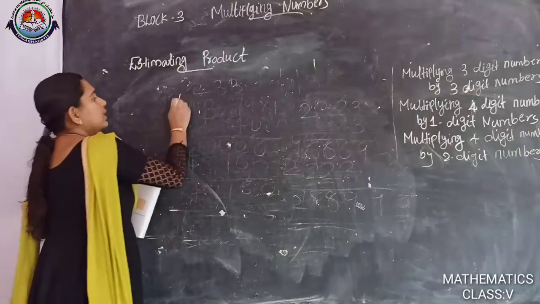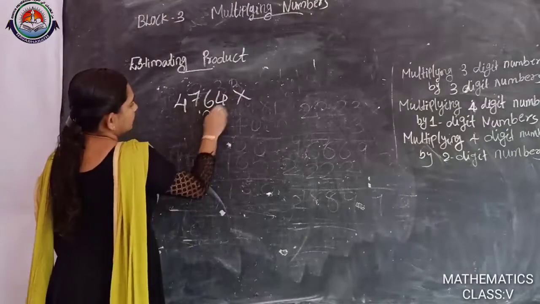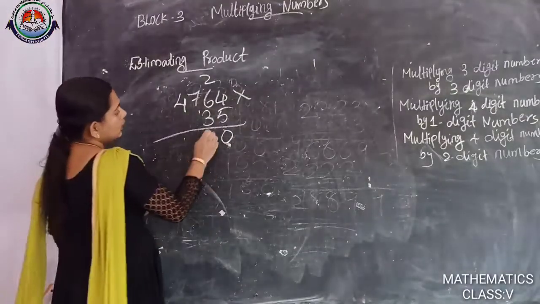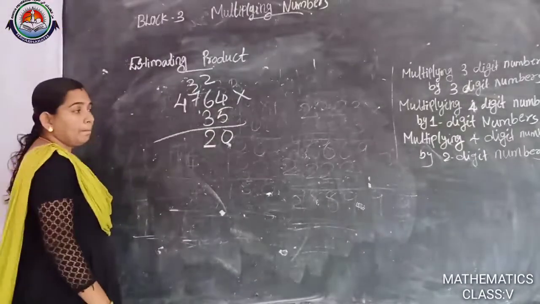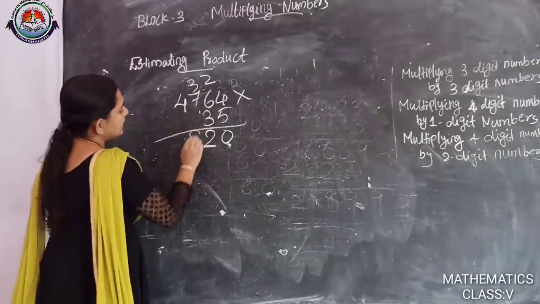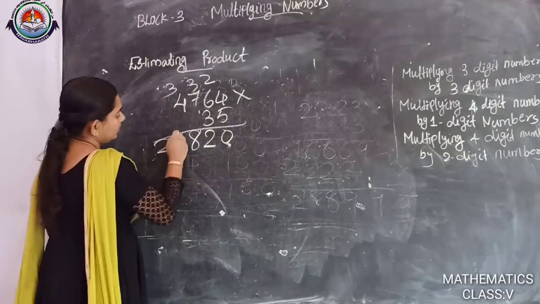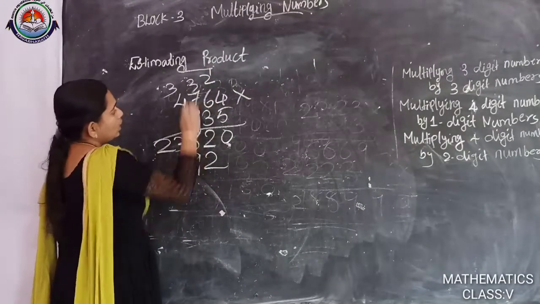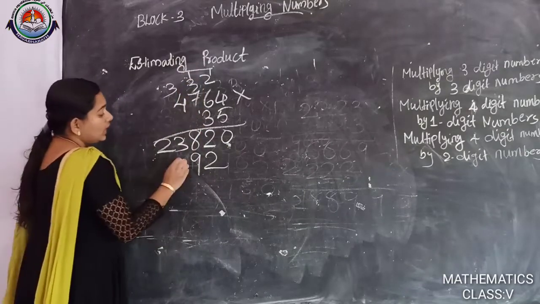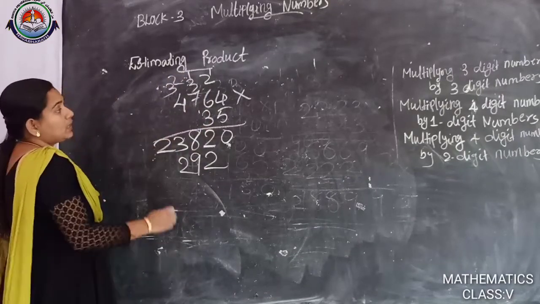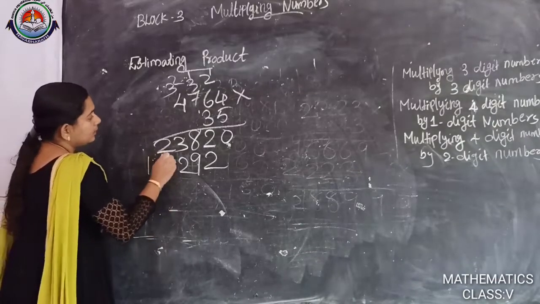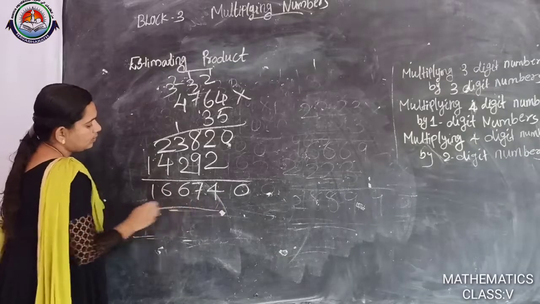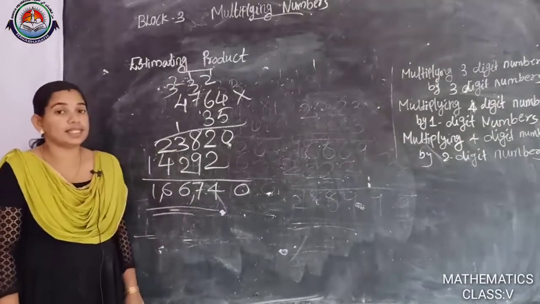The next, 4,764 into 35. 5 into 4, 20, 2, 30, 30 plus 2, 32, 35. 35 plus 3, 38, 20, 23. 12, 18, 18 plus 1, 19. 7 into 3, 21, 21 plus 1, 20, 2, 2. 3 into 4, 12, 12 plus 2, 14. 0, 4, 7, 6, 6, 1. 1,66,740 is the answer.